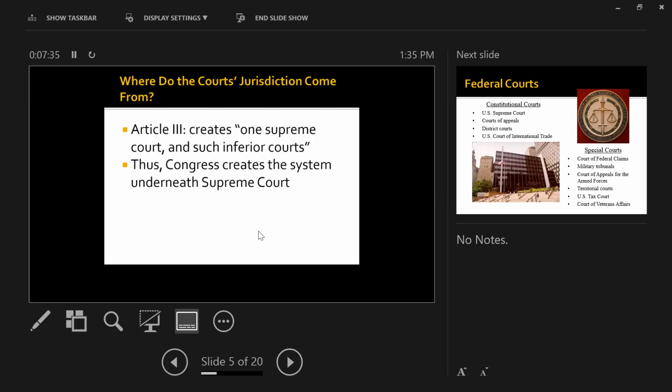So Congress creates the system underneath the Supreme Court, which means that Congress is giving these lower courts the resources that they need to function.